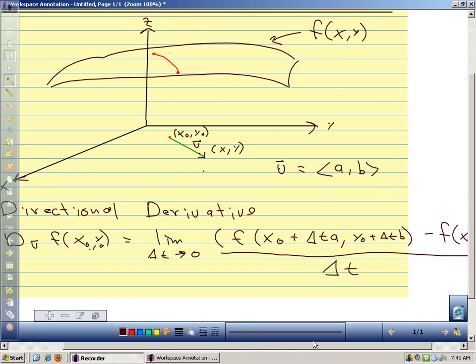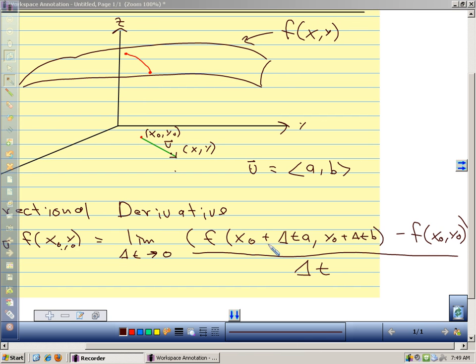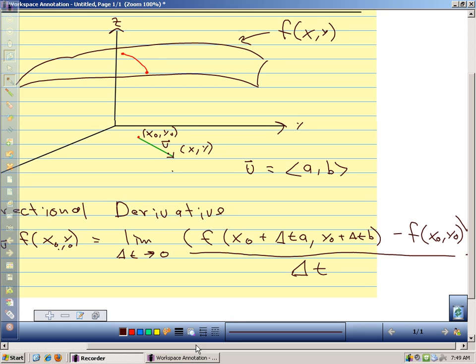We want to know how our function changes as we move from some point x0, y0 to some point xy, and as our increment of distance gets very, very small. So this is how we define our directional derivative. So it looks kind of like our definition of a partial derivative, but we have these delta t's in the x and the y kind of mixed together.